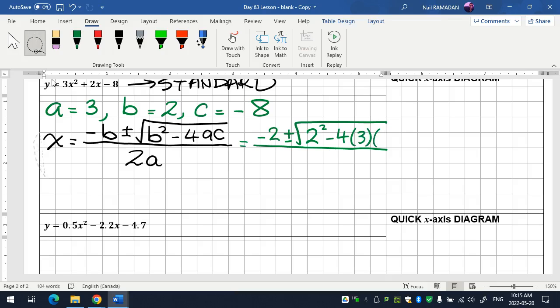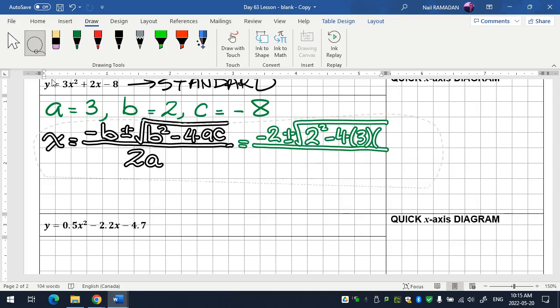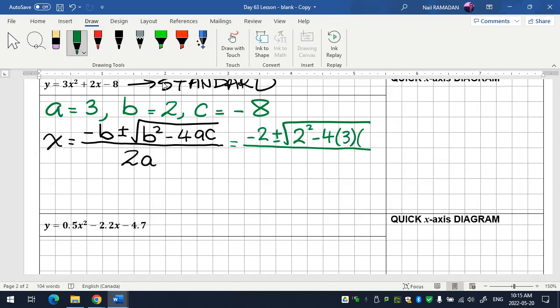What's my c? 8 with a what? So let me just squeeze this a little bit and extend it to have enough space. Negative 8. All dividing by 2 times what? What's a? 3. Okay, step by step, let's just clean up.